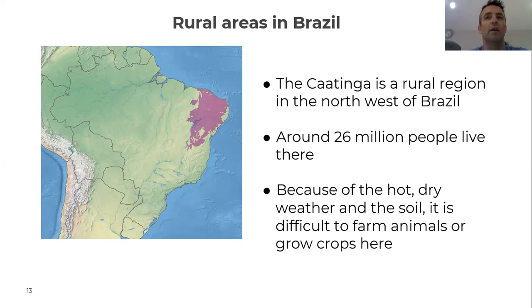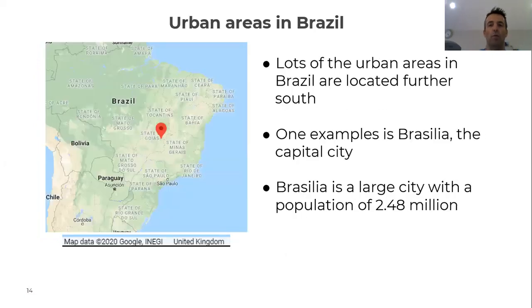Now let's zoom in and let's move over to an urban area. So lots of urban areas in Brazil are located further south in the country. And one example is Brasilia, which is the capital city. And we've looked at that in a previous lesson. Brasilia is a large city with a population of 2.48 million. So we've got rural areas like the Caatinga, and we've got urban areas like the capital city of Brasilia.